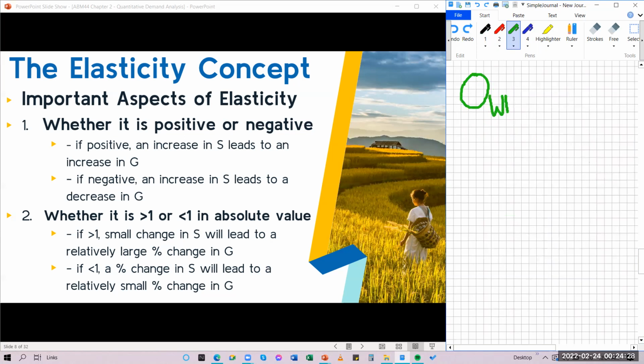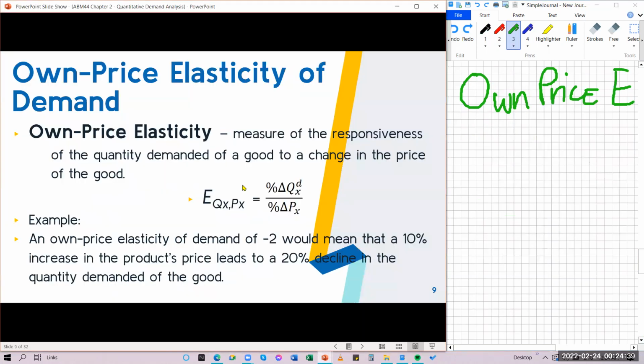Okay, we have this one, own price elasticity. So I'll put own price elasticity here. So let's continue. What is own price elasticity? It is the measure of the responsiveness of the quantity demanded of a good to a change in the price of the good.